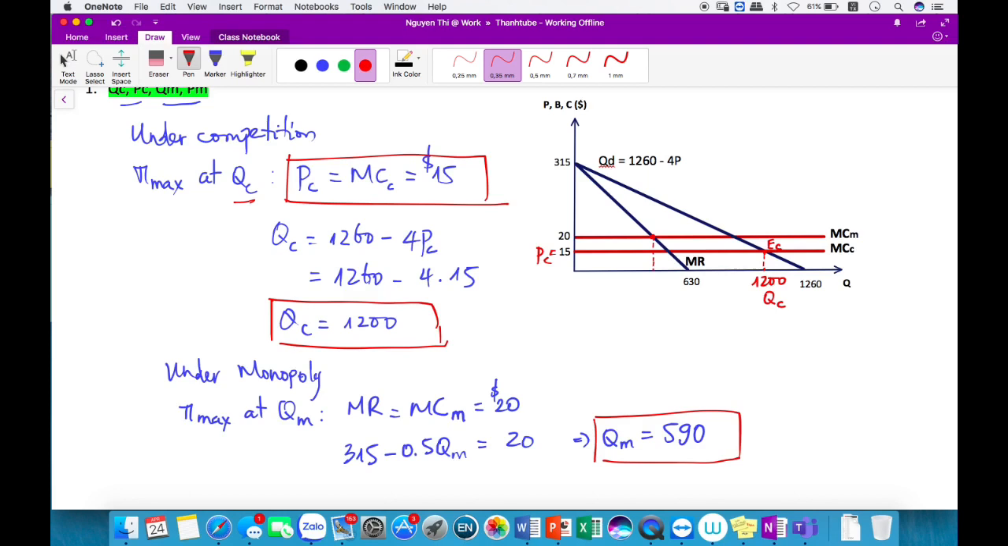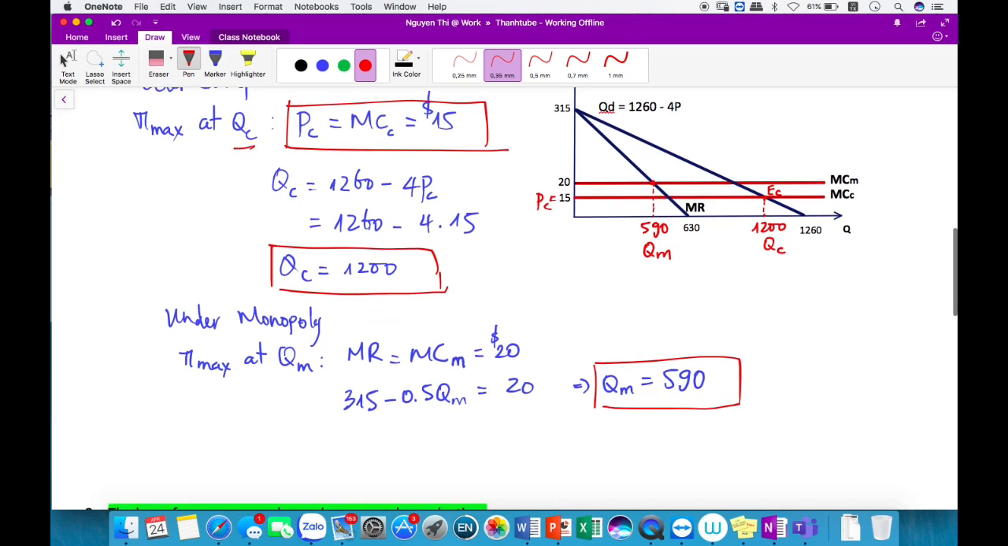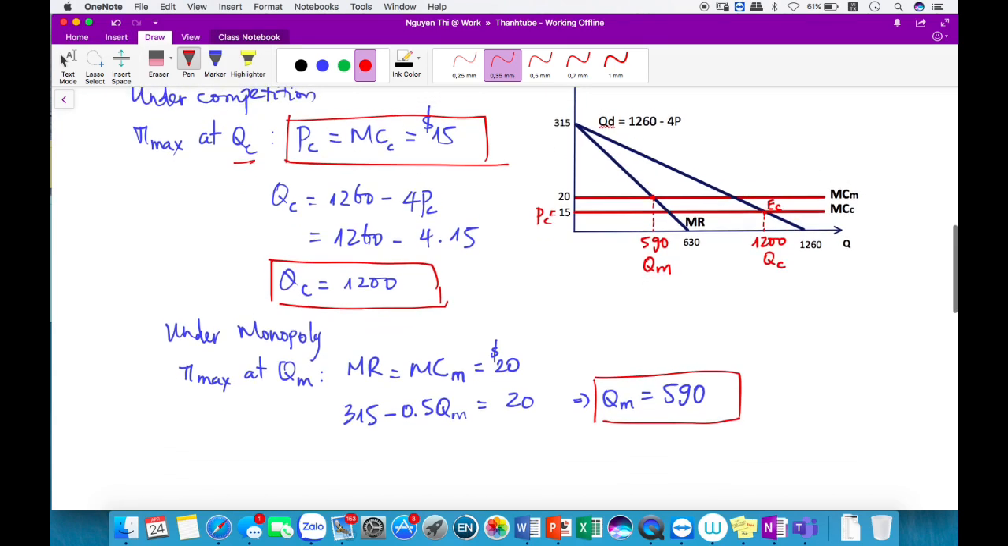So down here you get 590, and this is QM. From this output, you can determine the price under monopoly by using the demand curve. Alright, so the demand curve is QM equal to 1260 minus 4 PM, or PM equal to 315 minus 1/4 QM. QM here is 590, so PM equal to 167.5.